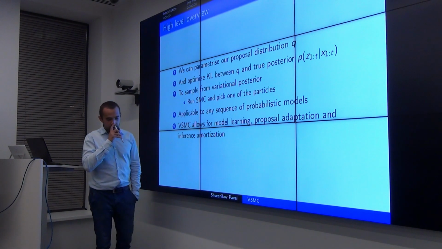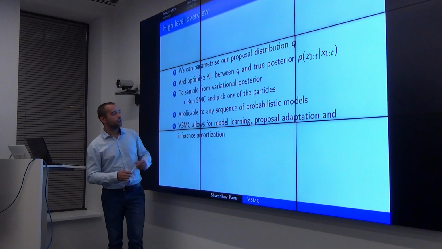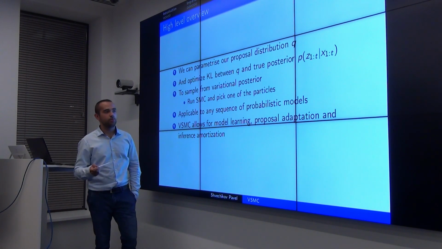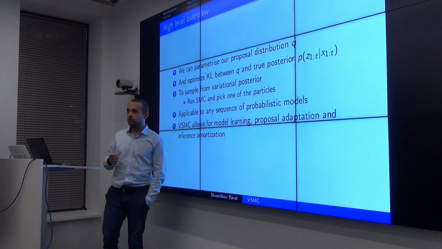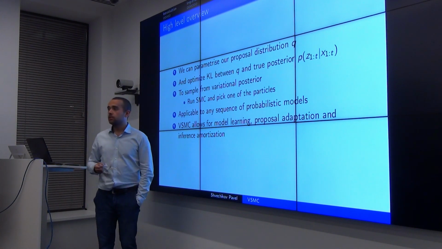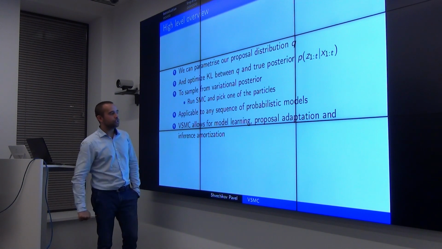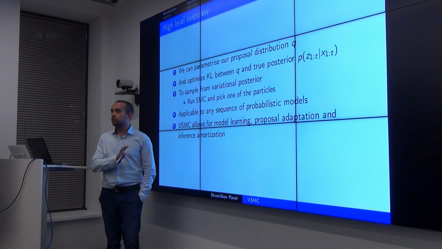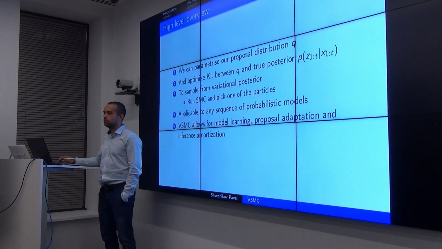This is great, not only because you meld together two very strong practical algorithms, but also because you can apply this algorithm to any sequence of probabilistic models. The model does not need to be sequential. I have shown you the sequential application because it's probably the most intuitive one, but you really don't need to, because the sequential Monte Carlo algorithm can be applied to non-sequential models too. In essence, the variational sequential Monte Carlo allows for model learning, for proposal adaptation, and for inference amortization, exactly the same as what you have probably done before with variational autoencoders or anything like this.